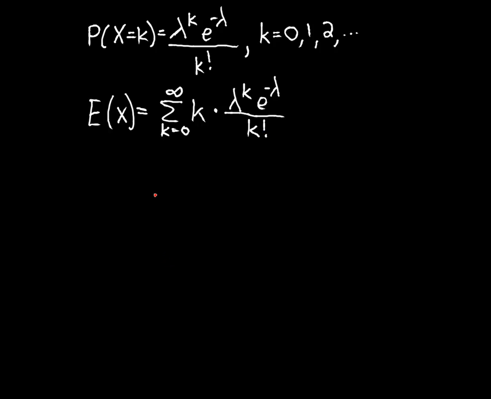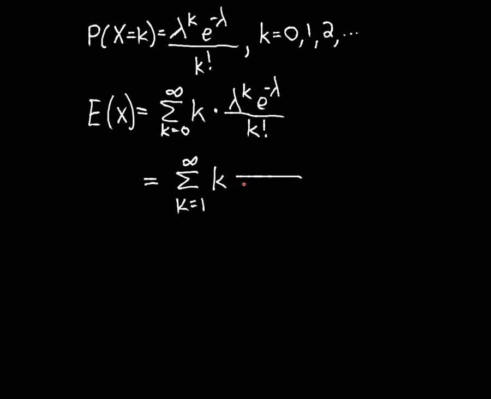Now what I'm going to do here is something very similar to what we did in the binomial distribution, and that is fudge things around until we're left with a sum of total probabilities for another distribution. As before, I notice that the term with k equals 0 doesn't contribute anything, so I can instead sum from k equals 1 to infinity. I'm going to have the k there.